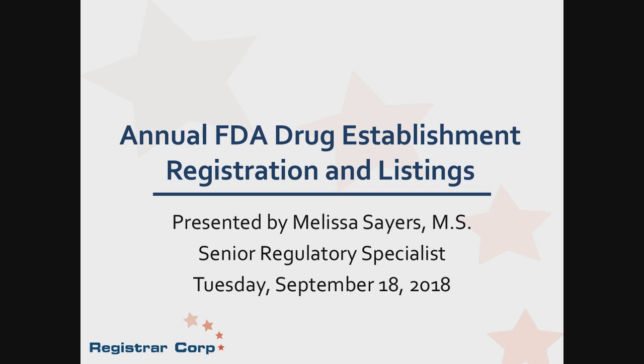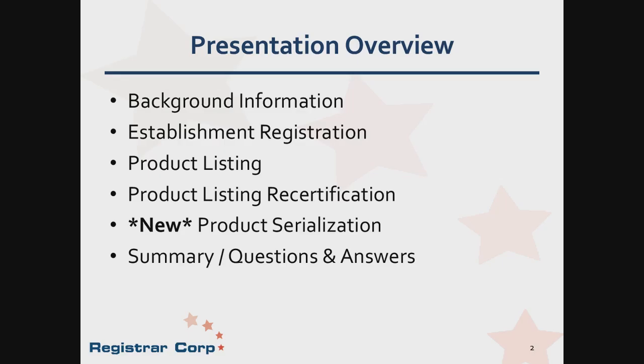Thank you, Jonathan, for the introduction. Today's webinar, we will provide some background information on what makes a product a drug product, define types of drug products, define different business operations, and then lead into the requirement to register an establishment, listing drug products, annual product listing recertification, and a new requirement coming up that applies to human prescription drug products, known as product serialization. We will summarize what we have presented and allow time for questions and answers at the end.